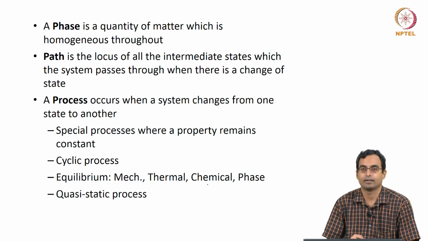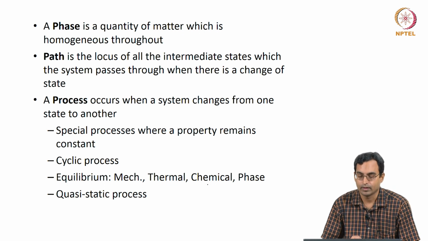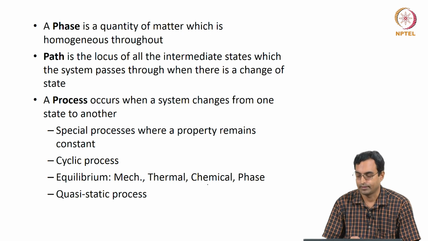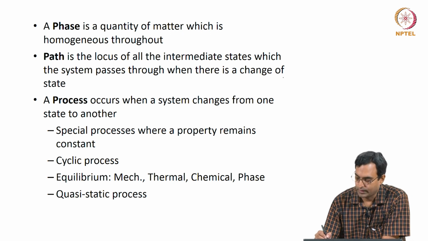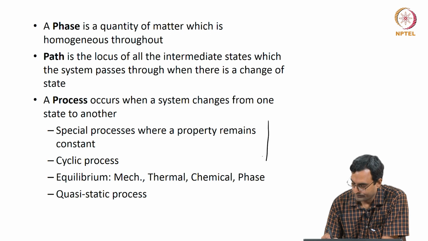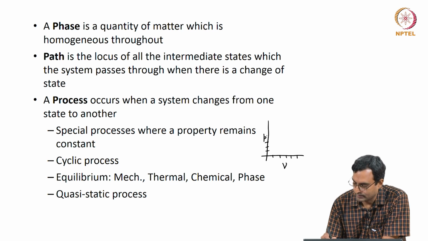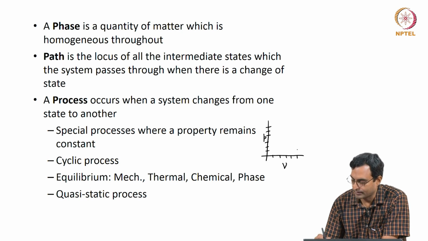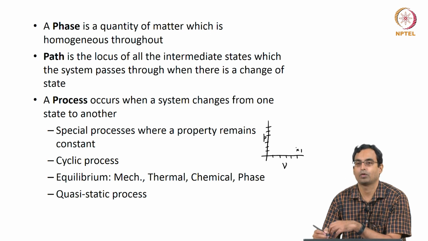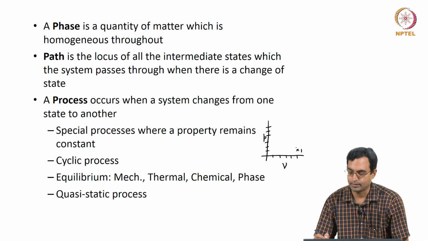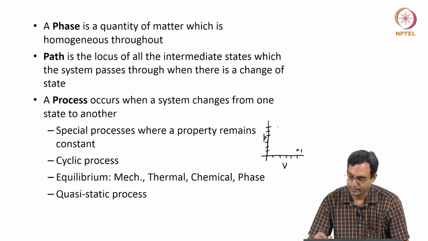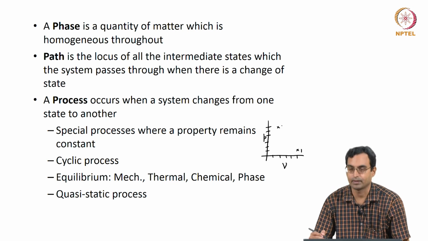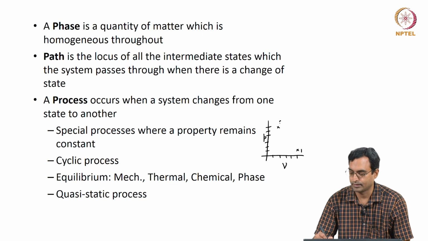And then we have what is called a path, which is the locus of all the intermediate states which the system passes through when there is a change of state. So, for example, we just looked at a PV diagram, a case where I have a bicycle pump. I start, it has some volume and some pressure. I press the plunger in. After some time, it has some other volume and some other pressure. This is the initial state, this is the final state.